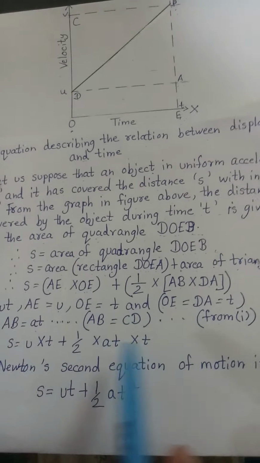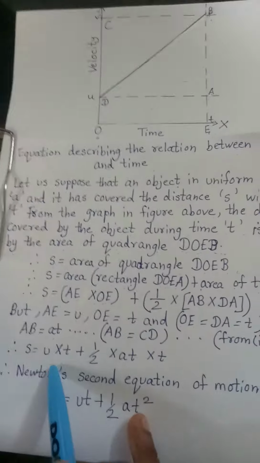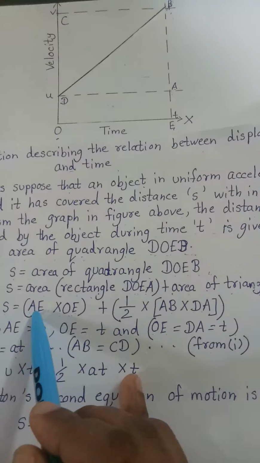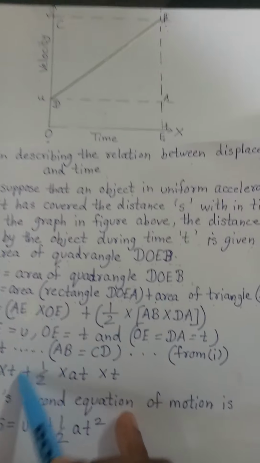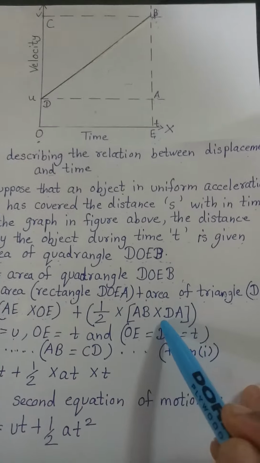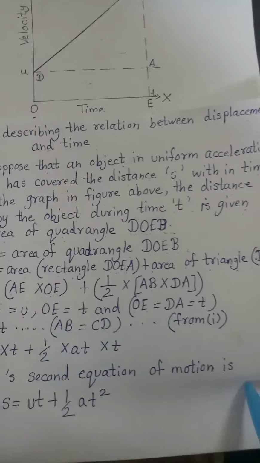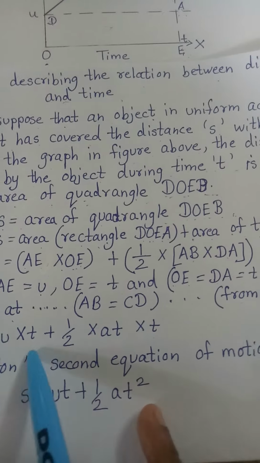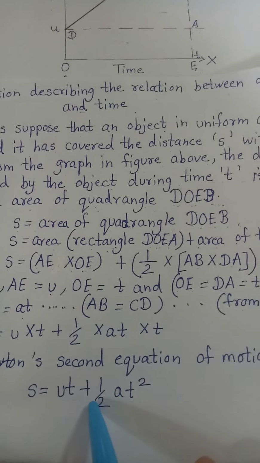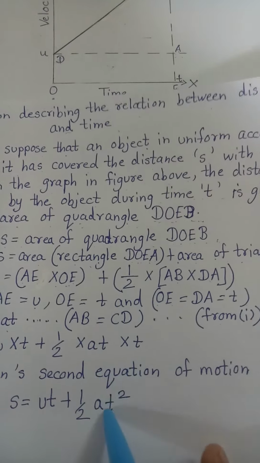Newton's first equation. So S is equal to U into T, because now we are substituting the values in this equation. AE is equal to U, OE is equal to T, half is in the formula itself, AB is equal to at and DA is equal to T. So Newton's second equation of motion is S equal to ut plus half at square. Why? Because at into t is t square.